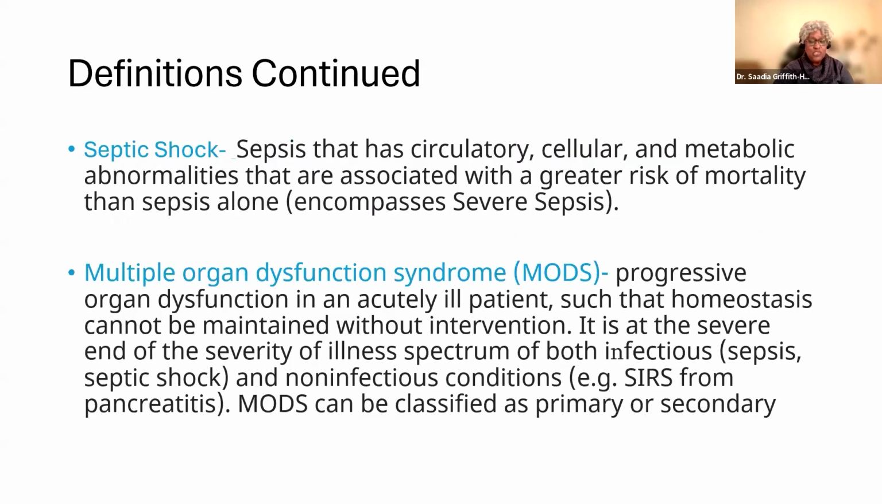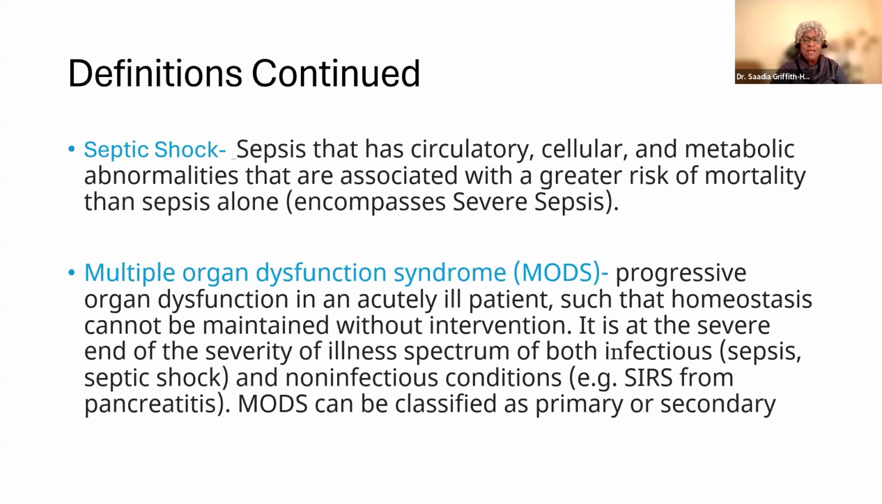Then we get into septic shock, which also includes severe sepsis. So the concept of severe sepsis is included in septic shock. This is sepsis that has now developed circulatory, cellular, or metabolic abnormalities that are associated with a greater risk of mortality. That's such as the patient who was septic but now has hypotension, or is septic but now has an elevated creatinine or evidence of liver failure. So that's what we mean when we start to talk about septic shock.